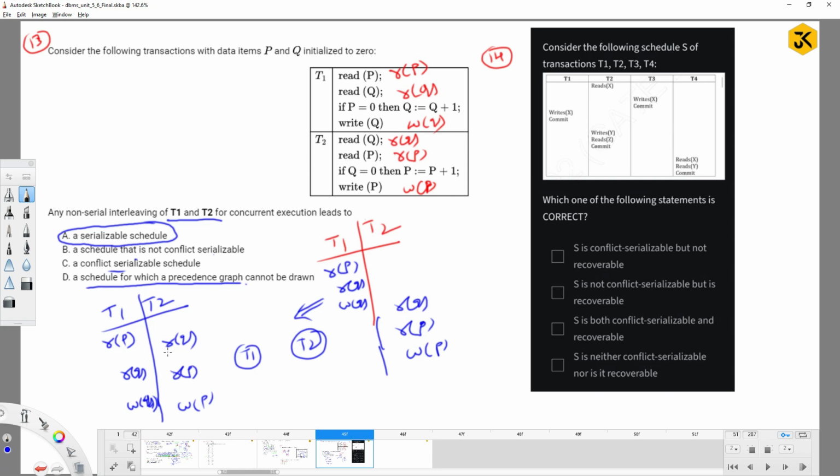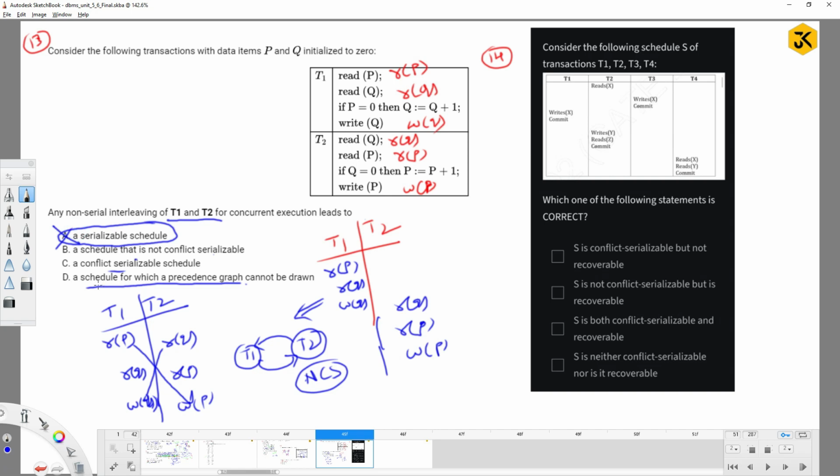I think here there is a kind of conflict. Read of Q and write of Q, right? So definitely there might be T2 to T1, there is a kind of conflict. And if you observe read of P to write of P, T1 to T2, there is a conflict. As there is a conflict, I can say it is not conflict serializable. As it is not conflict serializable, I can directly eliminate option A.